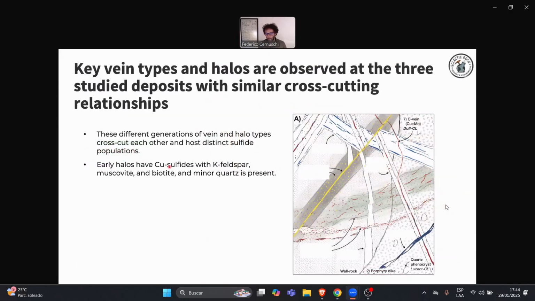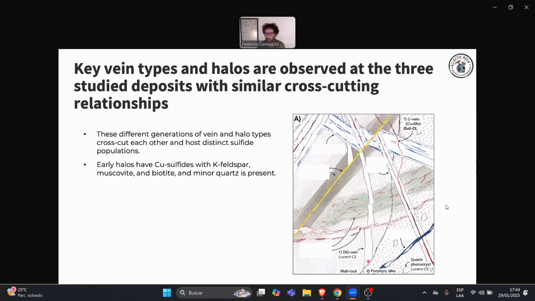And as I said before, all these deposits share characteristics. These three deposits have the key vein types and halos. They are observed in all three deposits, and the timing is virtually the same. So if we put together all the veining in these deposits in this schematic cartoon, it looks like that. That's wall rock. There's a porphyry dike, has a quartz phenocryst there.